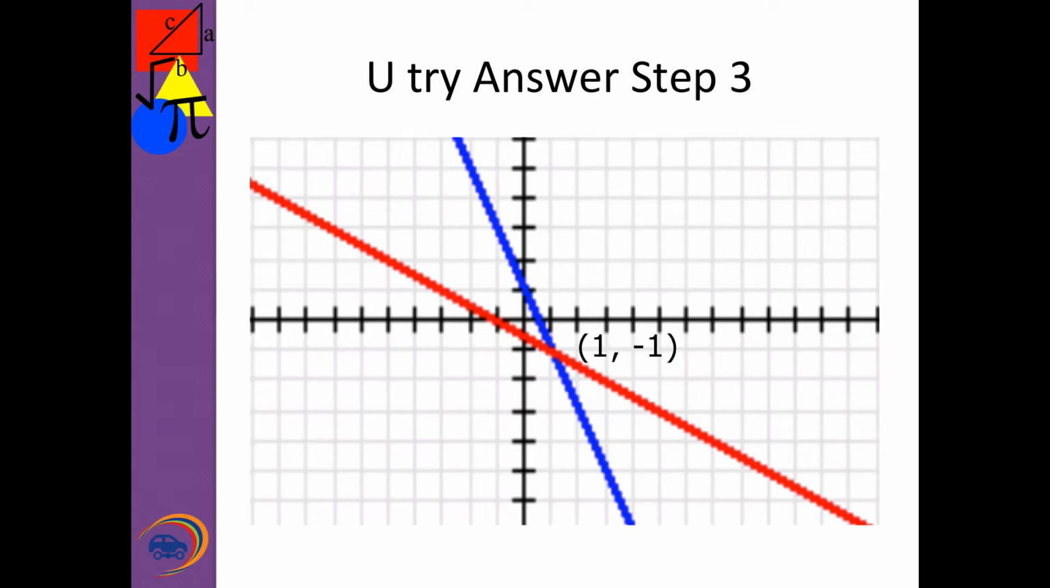And then the next step was to find out where they crossed. The intersection point was 1, negative 1. That's your answer. X is 1, y is negative 1.